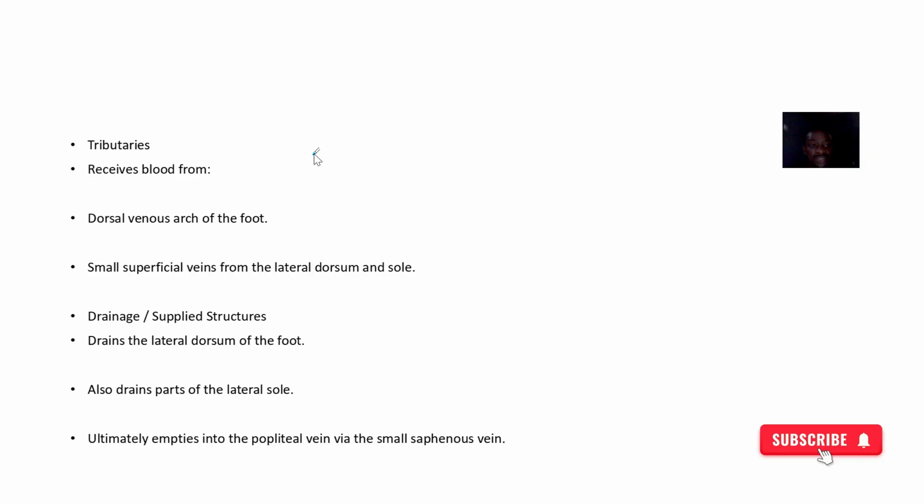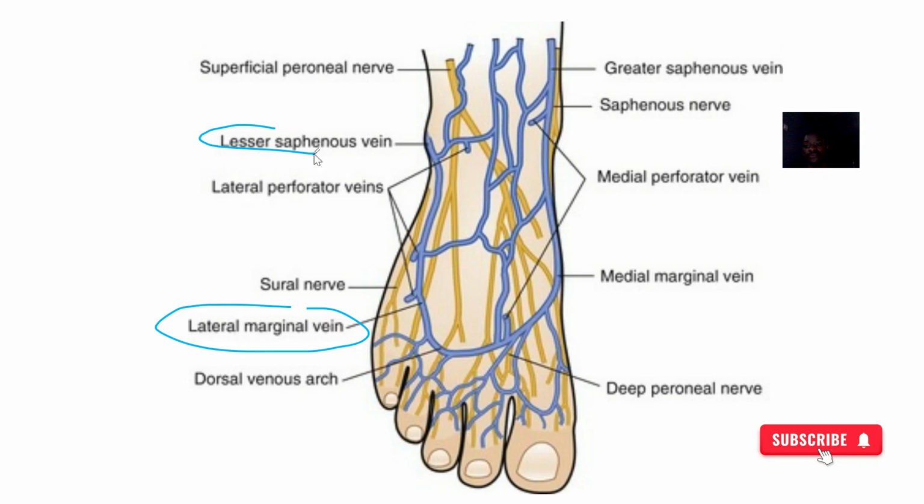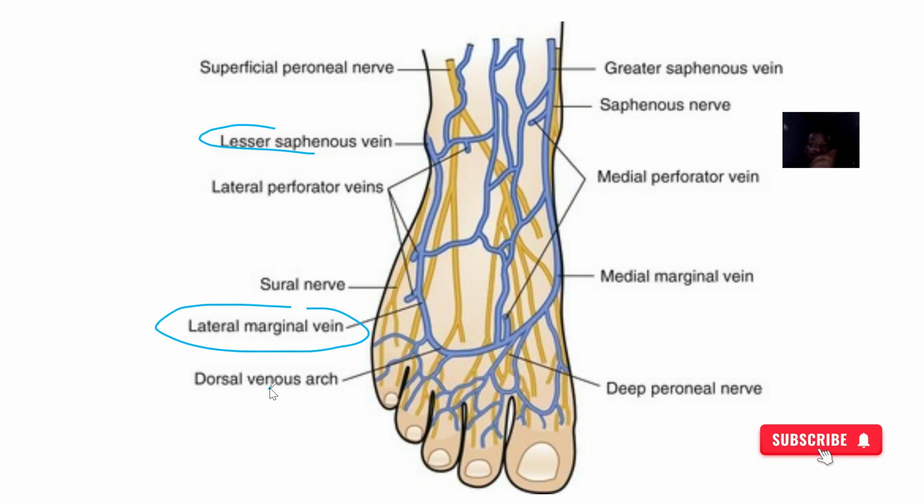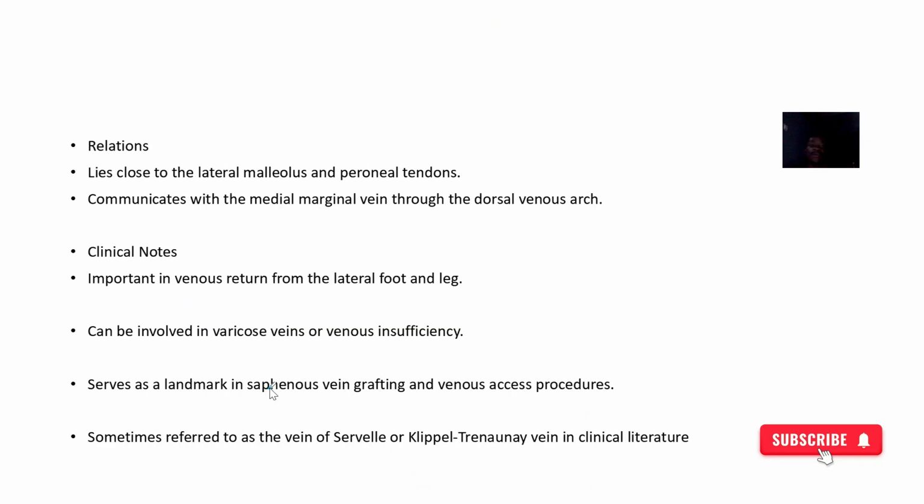So tributaries: it receives blood from the dorsal venous arch of the foot, and small superficial veins from the lateral dorsum and the sole. Drainage: it drains the lateral dorsum of the foot, also drains parts of the lateral sole, and ultimately empties into the popliteal vein via the small saphenous vein. Okay, beautiful. So relations: it lies close to the lateral malleolus and the peroneal tendons, and communicates with the medial marginal vein through the dorsal venous arch.